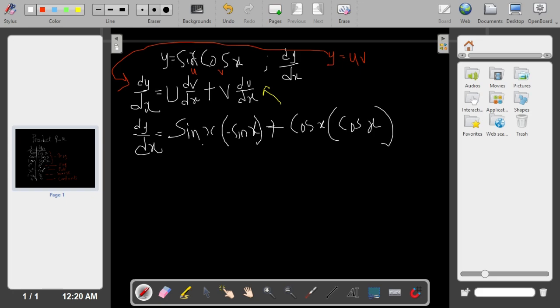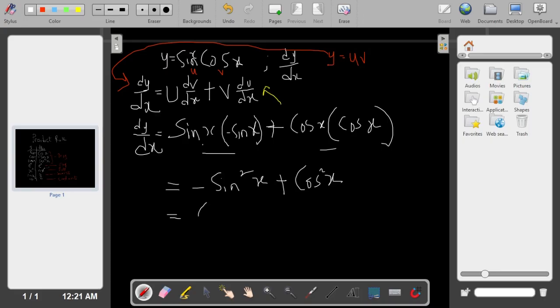So finally, you multiply both cases. When you multiply this, sine x times minus sine x gives you what? Minus sine square x. There's nothing like sine x square, x raised to power 2, no. It's sine square x. But in this case, it is a minus sine square x. Plus, cos x times cos x gives you what? Cos square x.